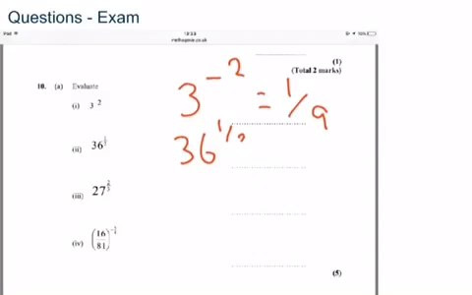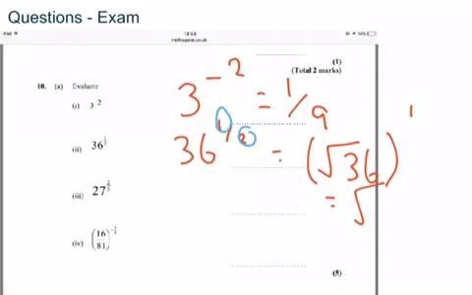Part 2 then, 36 to the power of a half. We said that when you raise a base to the power of a fraction, here it's 1 over 2, we take the root, so the root of 36. In this case, it's going to be square root because the bottom of the fraction is 2. So that's the square root of 36. And we raise this by the power of the top of the fraction, which is 1. So root 36 to the power of 1, which is the same thing as root 36, which equals 6.